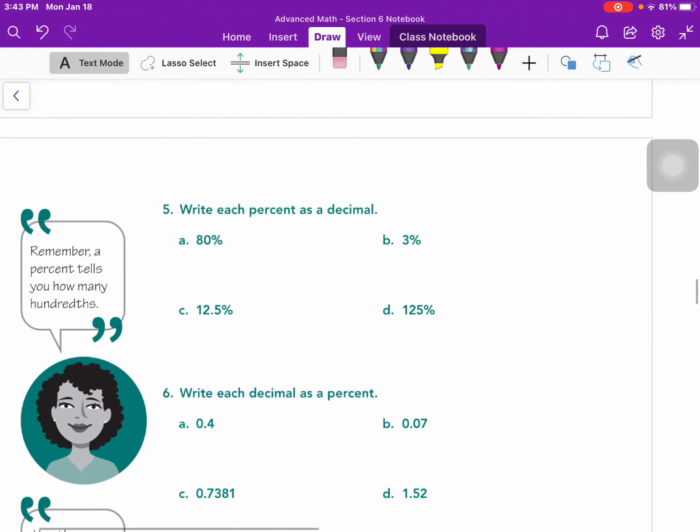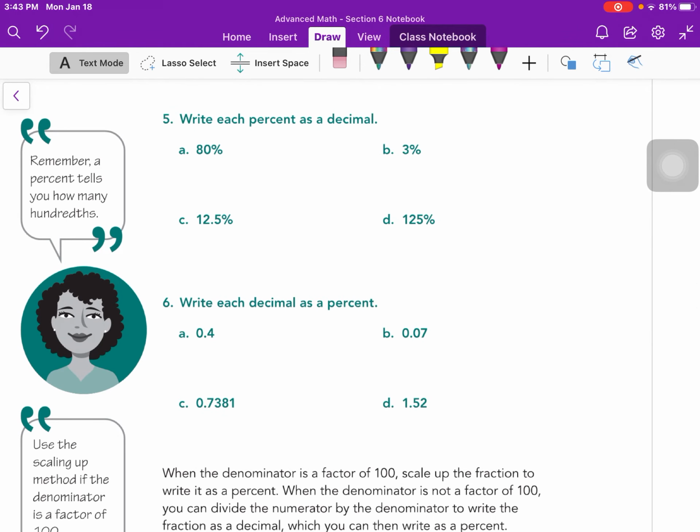All right, good. Moving on, it says write each percent as a decimal. Well, if we do that, what we just said, move the decimal 2 places, then I think this one would be 1, 2, 0.80. Go ahead, why don't you try these on your own and try number 6. Pause the video, give them a shot, and then come back.